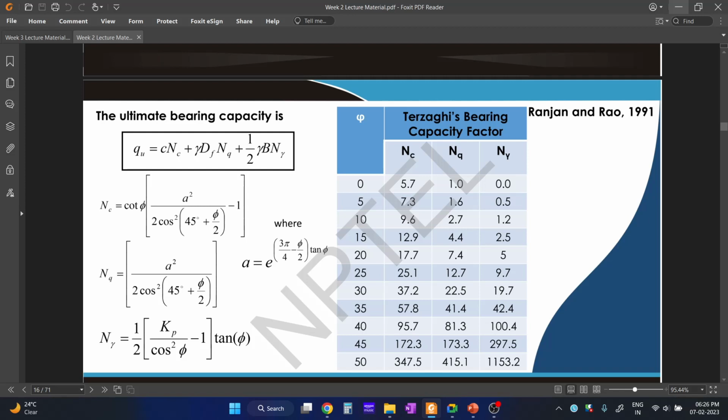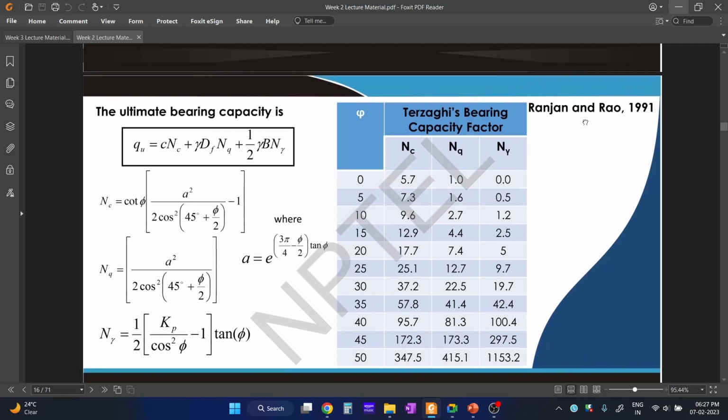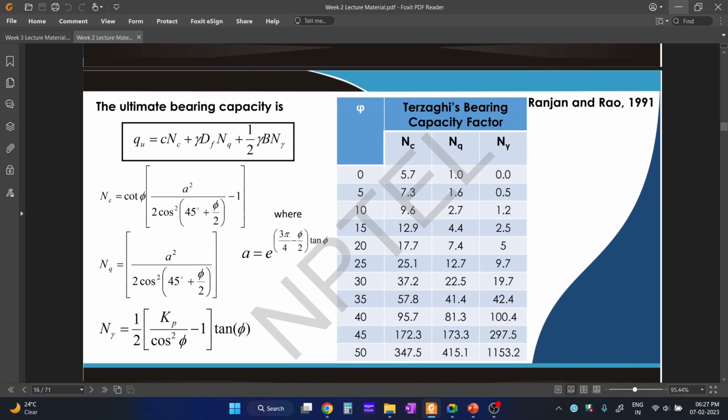You can refer to any book, you will get these values. This book, Ranjan and Rao, 1991, and all the other books. Sir, do we have to remember these values, or in exams can we get these values? In exam, you will get these values, and if this chart is not given, the formulas will be given.